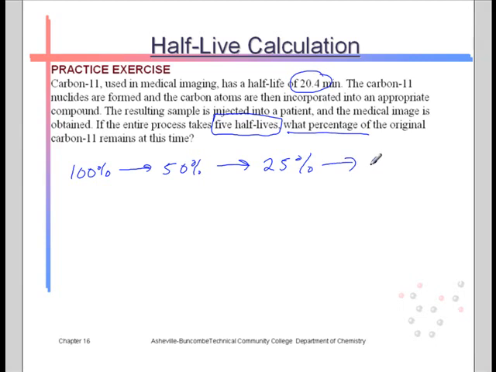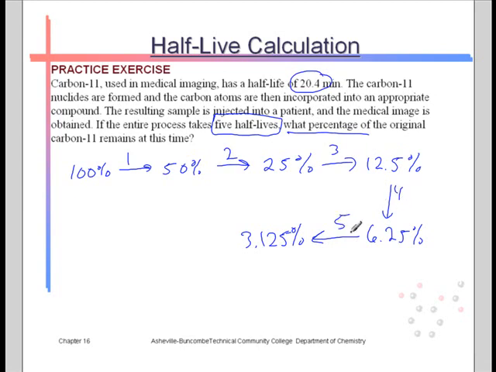Let me just give you all the numbers that are in front of me here. 12.5%. It goes then to 6.25%, and then finally to 3.125%. That's about as simple a half-life calculation as you can get. And what you see is you got 1, 2, 3, 4, 5 different half-lives. I'm left with 3.125% of the original sample remaining. Okay? And that's it, really.